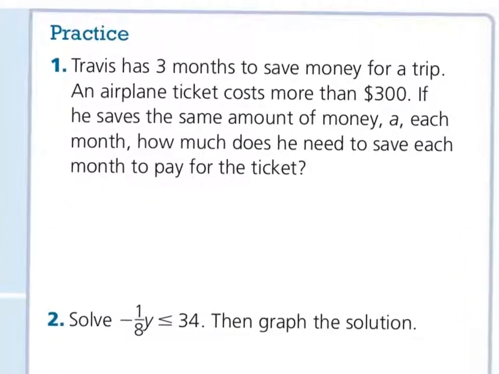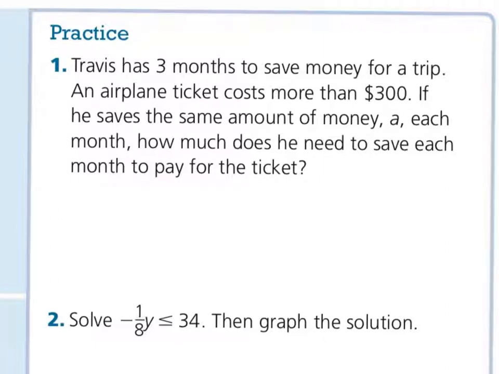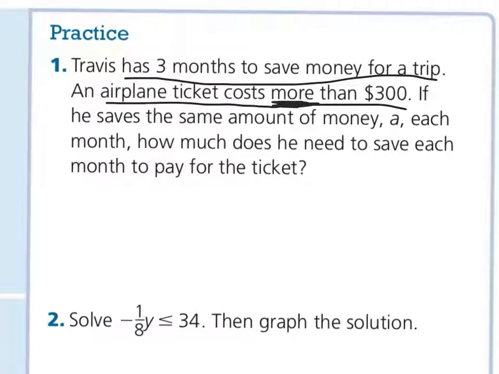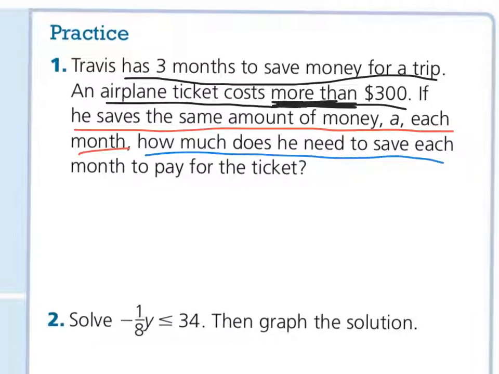So if you look at the first problem here, Travis has 3 months to save money for a trip. Airplane ticket costs more than $300. He saves the same amount of money A each month. How much does he need to save each month to pay for the ticket? Again, let's just assume that we have to have an inequality for this as well.